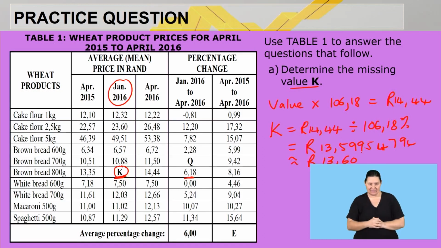I look at the third number after the decimal, that's more than 5, so therefore that 59 cents becomes 60 cents. Guys, I hope that's clear to you. Let us now move on to our next question.